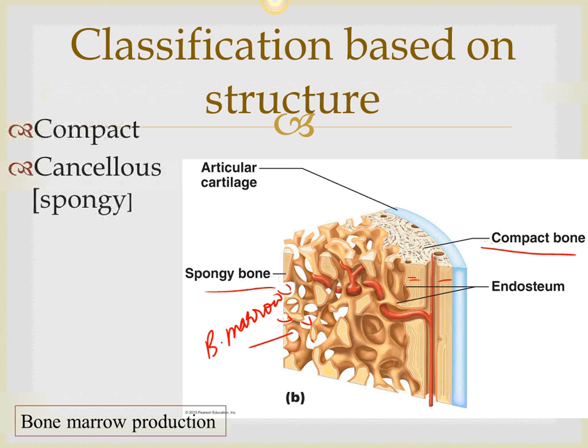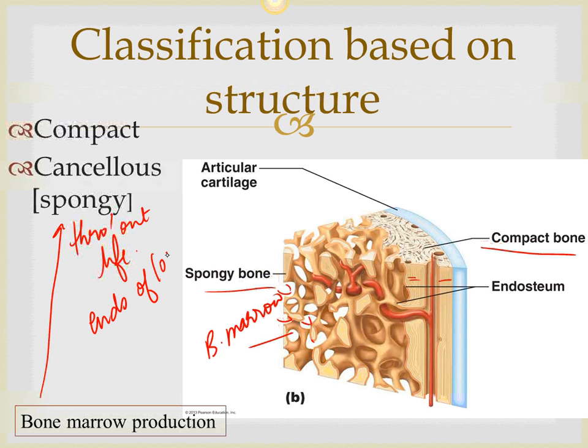And that's why spongy bone is one of the areas where you find bone marrow throughout life. So again, as a review, bone marrow production occurs in spongy bone, in cancellous bone, throughout life. This spongy bone we will see is present in different areas. One of the areas it's present is the ends of long bones. These ends are known as epiphyses, which we'll come to. So therefore, the ends of long bones produce bone marrow throughout life.